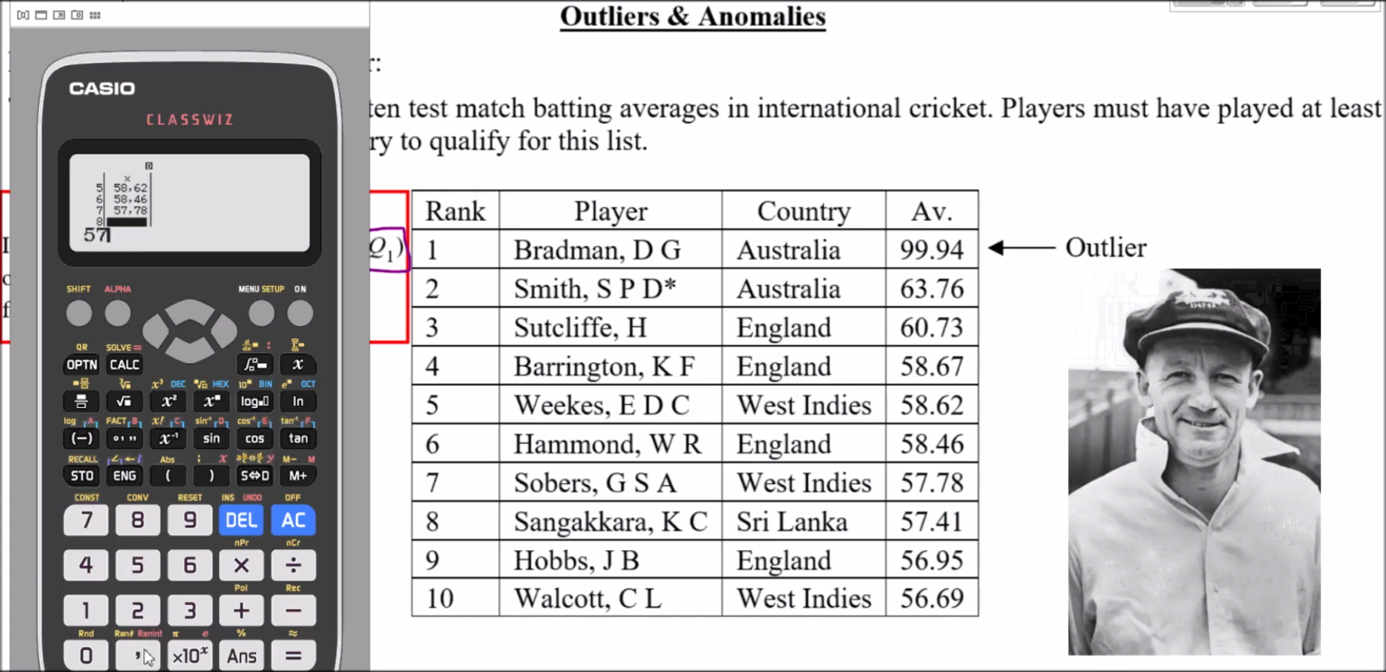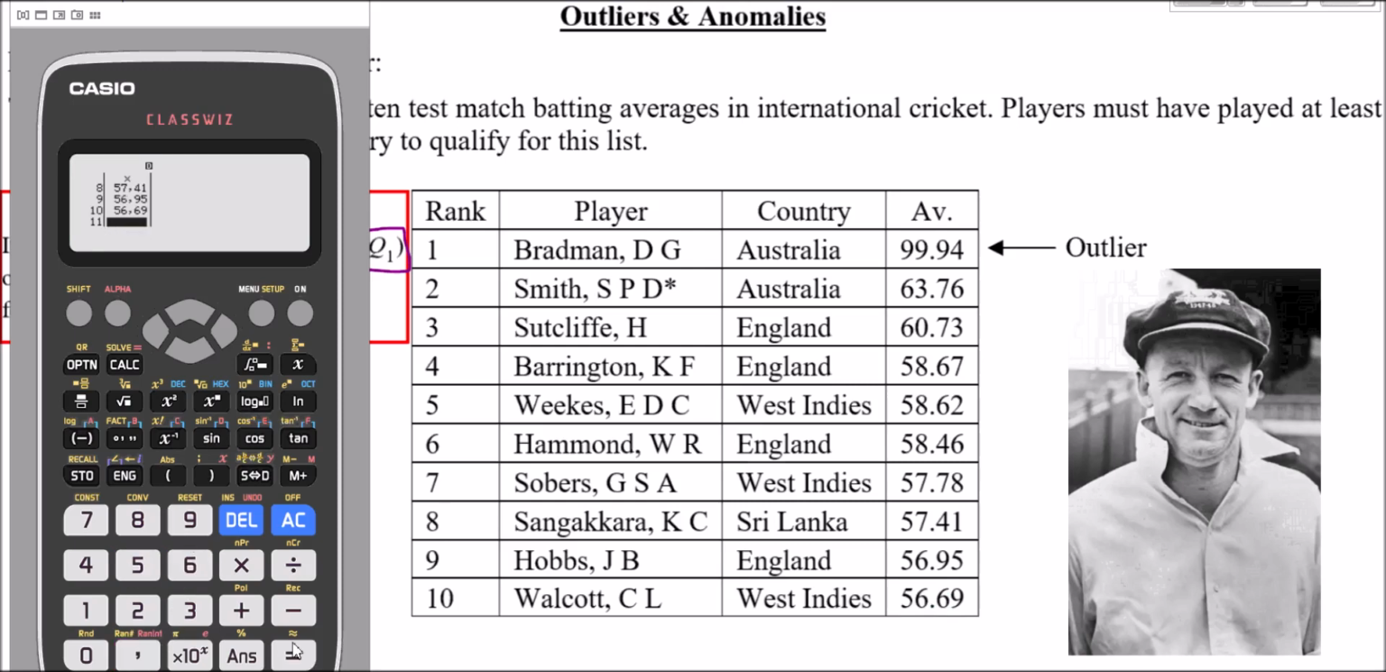57.41. 56.95. And finally, Walcott of the West Indies had an average of 56.69.